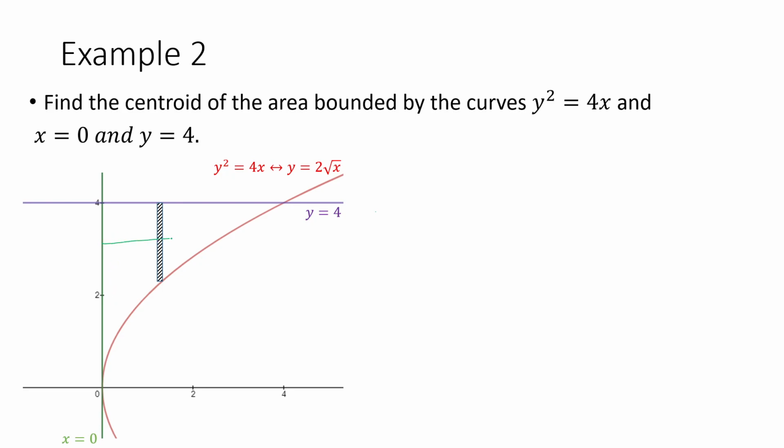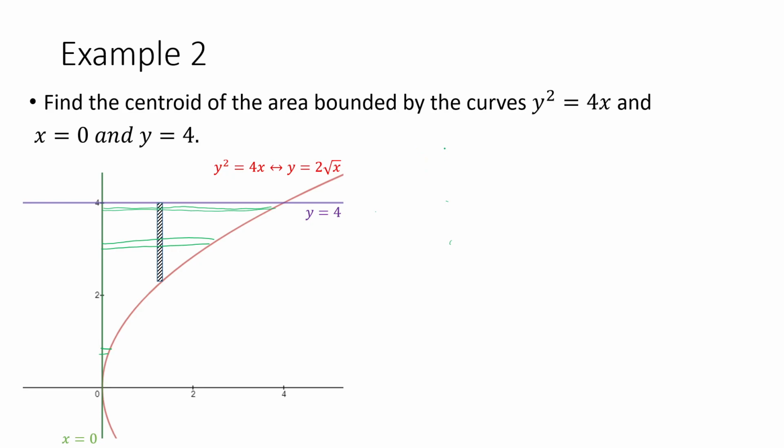Because if you're going to create a horizontal strip, notice that the right and the left portion are consistent, diba? So the right one is the red graph, the left one is the y-axis, or x equals 0. For the vertical strip, the top portion is the purple line, which is y equals 4, and then the bottom part of the strip is the curve, which is y squared equals to 4x. So later on when you try to review this topic, try solving this one using the horizontal strip.